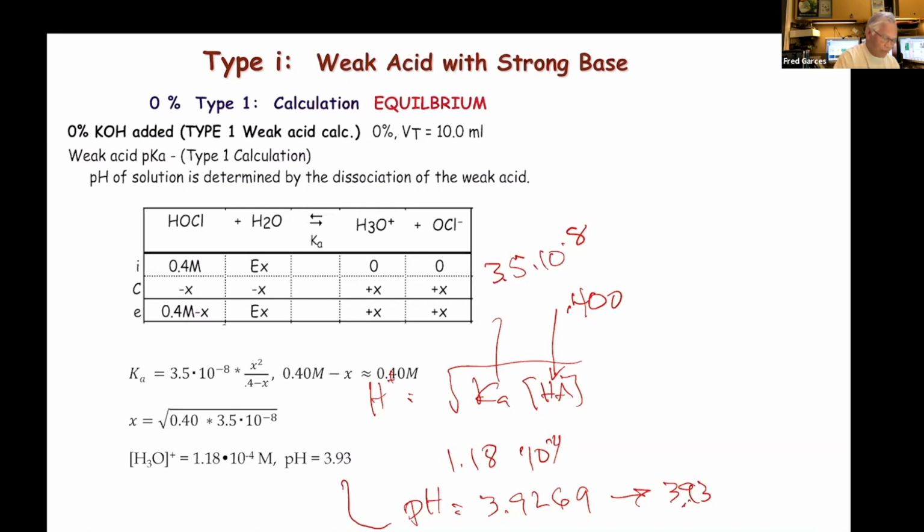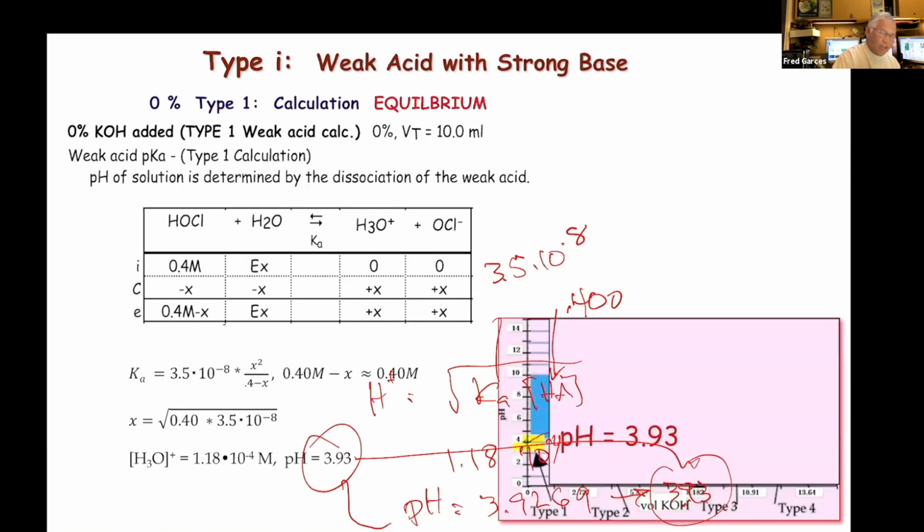Okay, here it is right there, 3.93. The ICE table gave you the same thing. Same thing. Okay, so you got your first point and you got your second point right here as well.